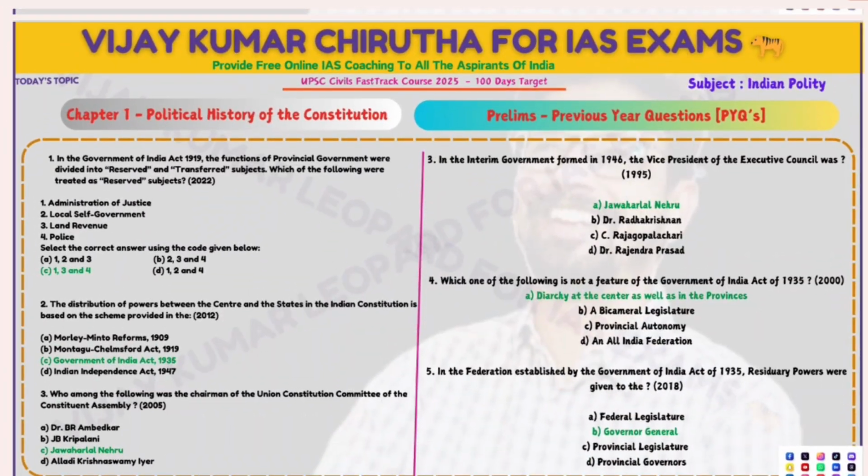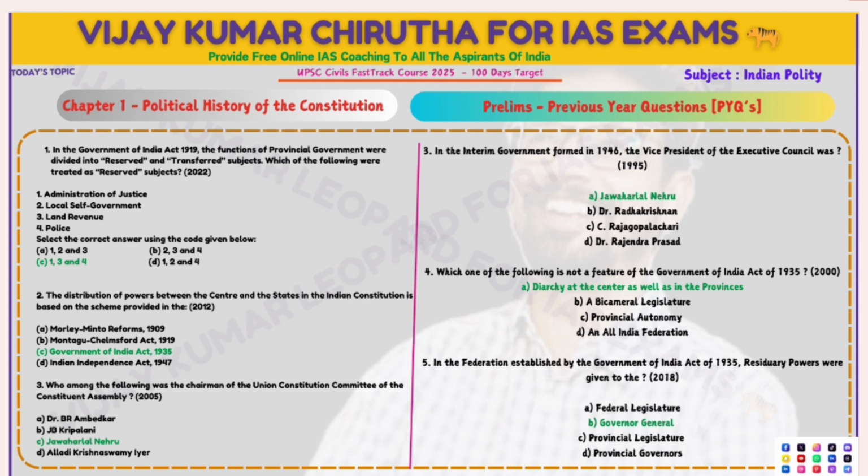Some PYQs related to this topic. We have discussed so many acts before independence, and finally we got independence. Now we see the PYQs related to that. 2022 PYQ: In the Government of India Act 1919, the functions of the provincial government were divided into reserved and transferred subjects. Which of the following are treated as reserved subjects? Administration of justice is reserved.